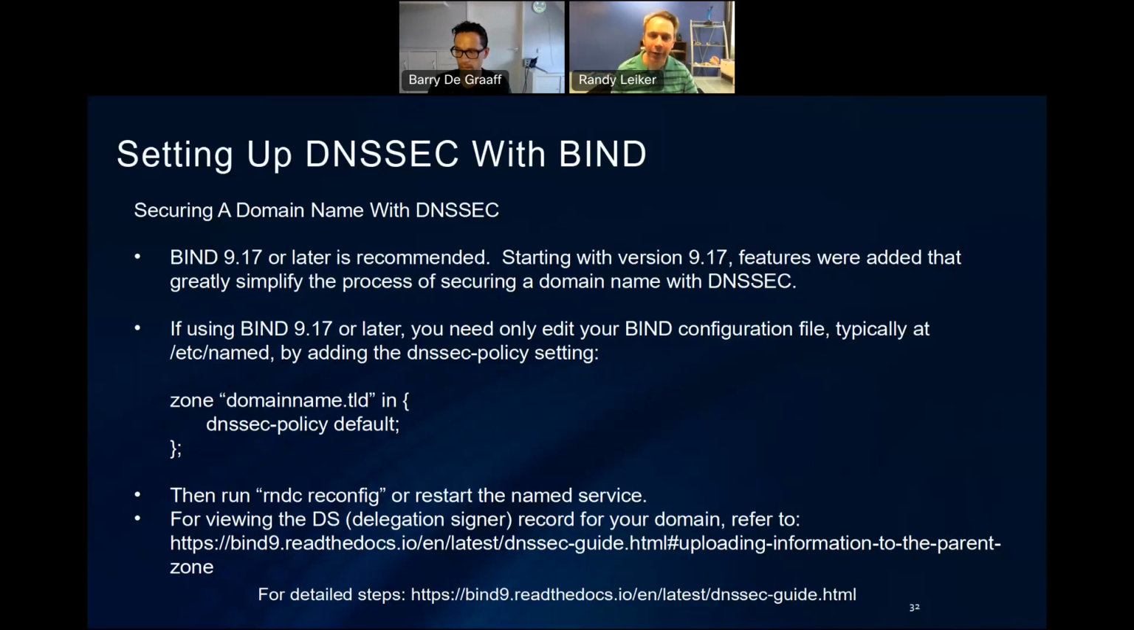Now for reviewing the generated DS or delegation signer records, it is a bit trickier in BIND than with other DNS servers, since the specific steps will vary a little bit based on the BIND version you're using. But I've included a URL to the BIND documentation so that you can select the correct method based on your BIND version to view your DS records.